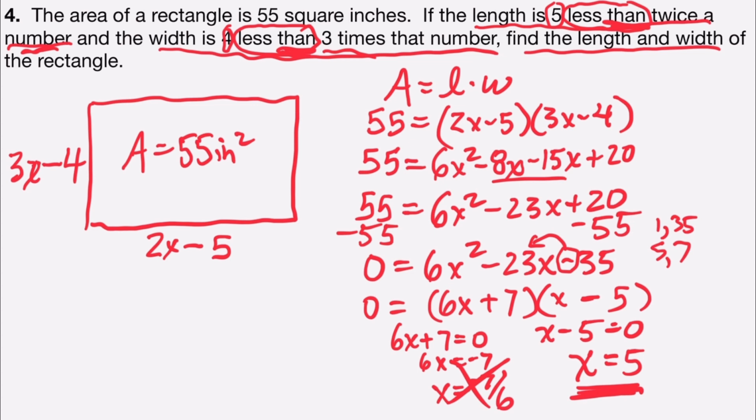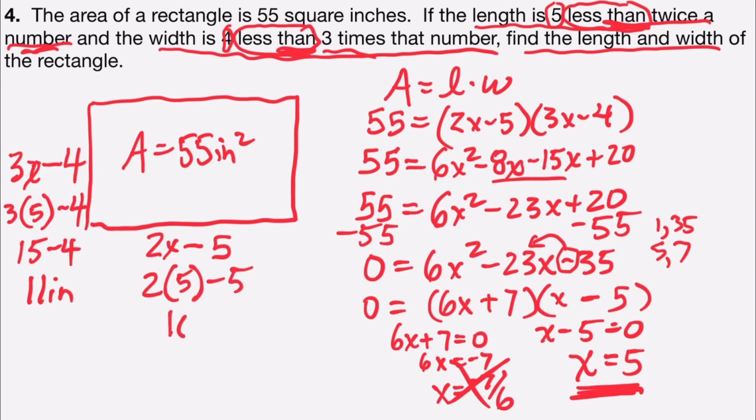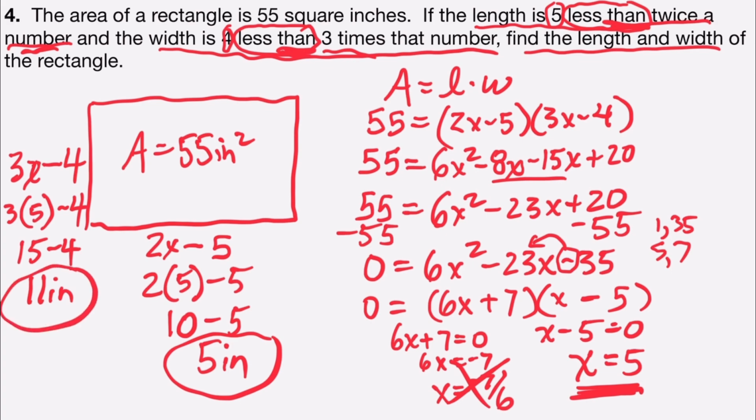So now I know my number, and I'm going to substitute that back in for the length and the width. So for the width, I would have 3 times 5, since x equals 5, minus 4. 3 times 5 is 15, and 15 minus 4 is 11 inches for the width. Now I'm going to substitute 5 in my length. 2 times 5 minus 5, 2 times 5 is 10, and 10 minus 5 is 5 inches for the length. So the length of the rectangle is 5 inches, and the width of the rectangle is 11 inches.